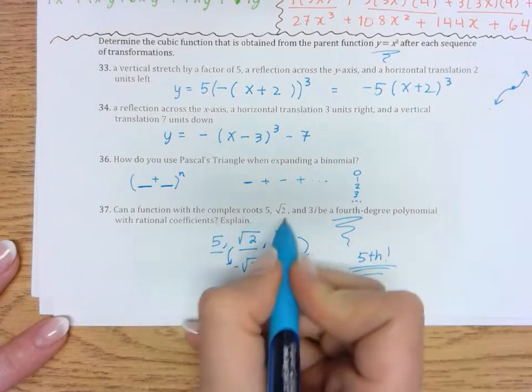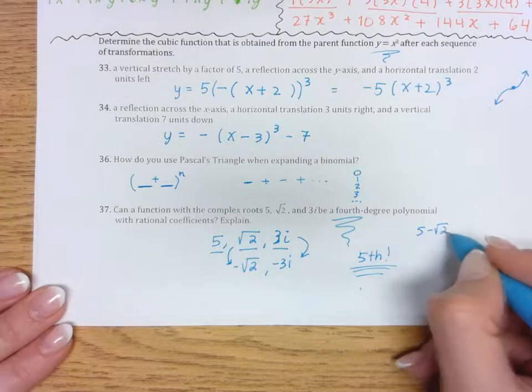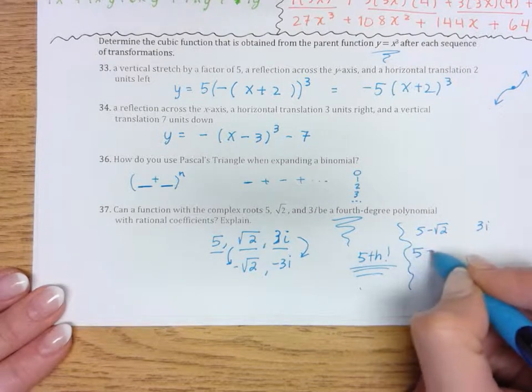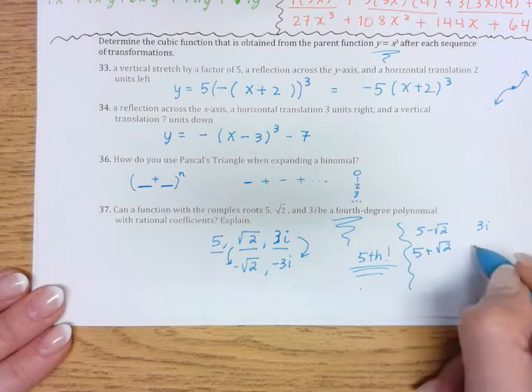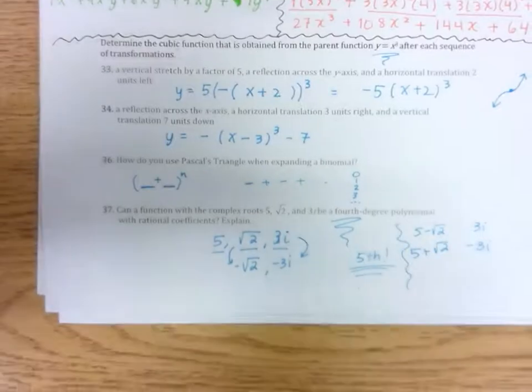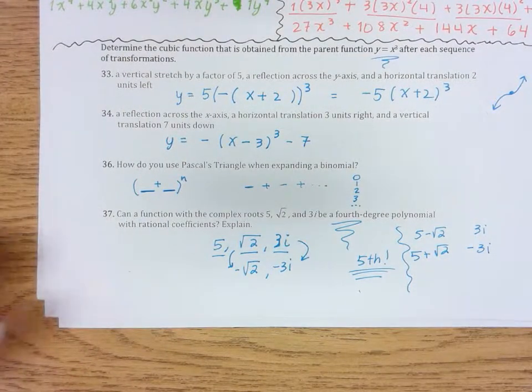Okay? If there was a typo, if it was like 5 minus rad 2 though, I don't know if that was a typo, 5 minus rad 2 and 3i, then that's different, okay? You would also have 5 plus rad 2, and you would have -3i. Now you'd have 4 roots, so yes, you'll have 4 factors, and that means 4 x's, that means x to the 4th, then that would be fine.